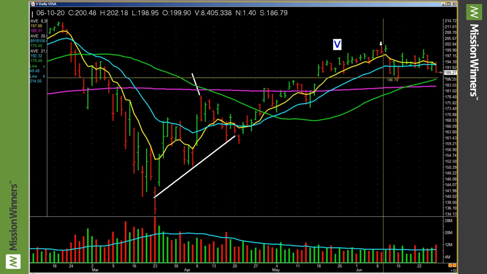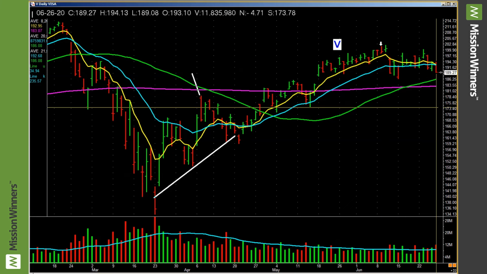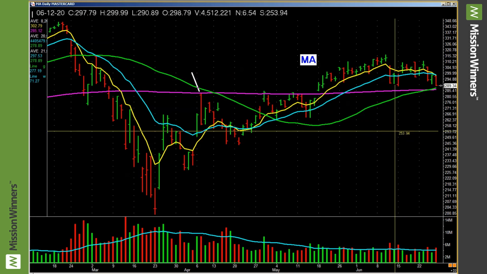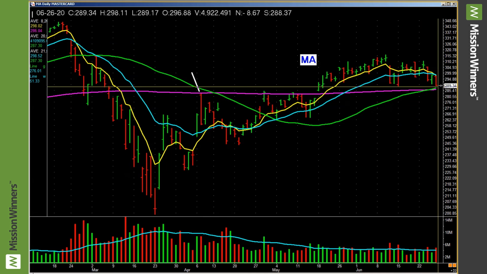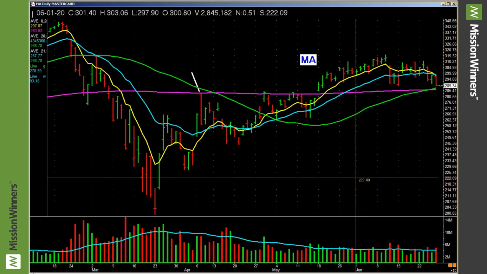Visa, just going sideways, flopping around. Fell on a slight pickup in volume, still above the rising 50-day. MasterCard, a little bit weaker, fell on a slight pickup in volume. Right there gives you a tremendous amount of information in a short period of time on strength and weakness. Do you see a lot of strength? Not right now. Can it change? Yes, but you just have to be aware of it.